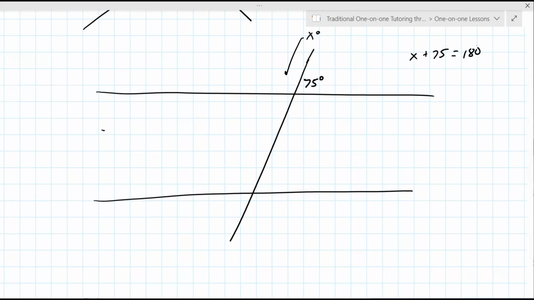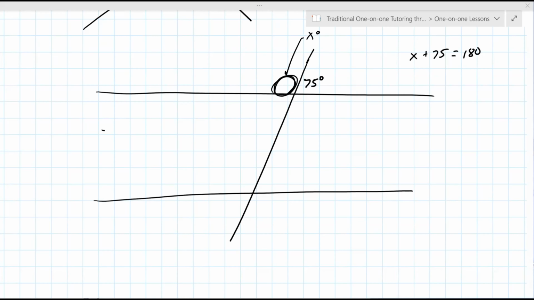X plus 75 equals 180. So what is the value of X? What is this angle over here? I'm asking you to tell me this angle measure right here, Sourish. The angle measure right there. Okay. So the angle measure right there, that's going to be 100.